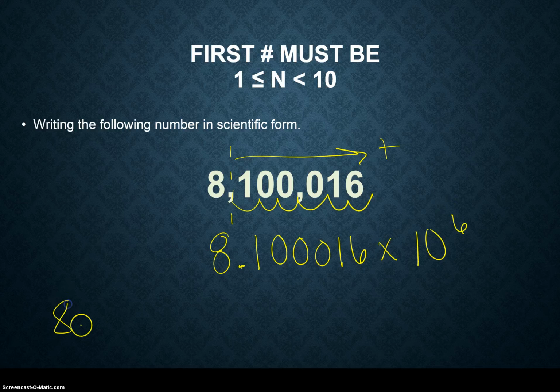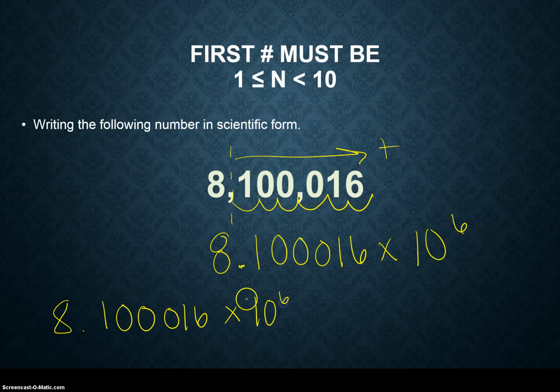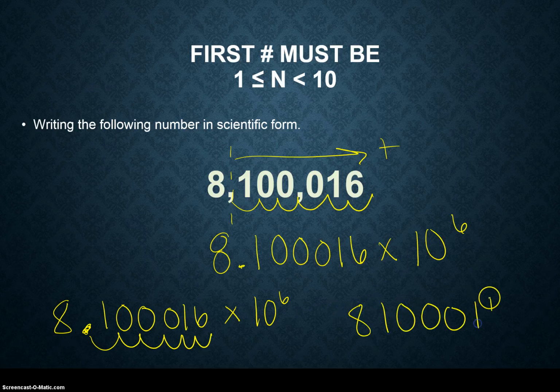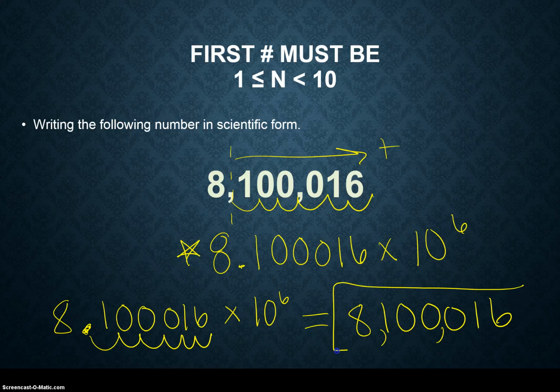To check your answer, you can rewrite your number from scientific notation to standard form by moving your decimal that many place values, 6 values, 1, 2, 3, 4, 5, 6. So it would be this number. Go back and add your commas every 3. And they match. So these two numbers are equivalent. This is called scientific notation, and this number is called standard notation or standard form.